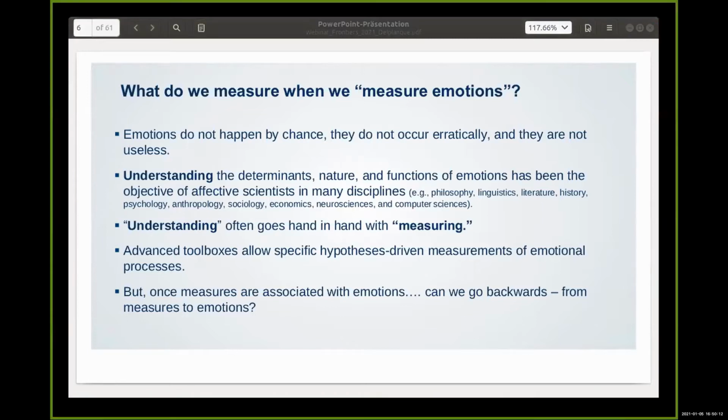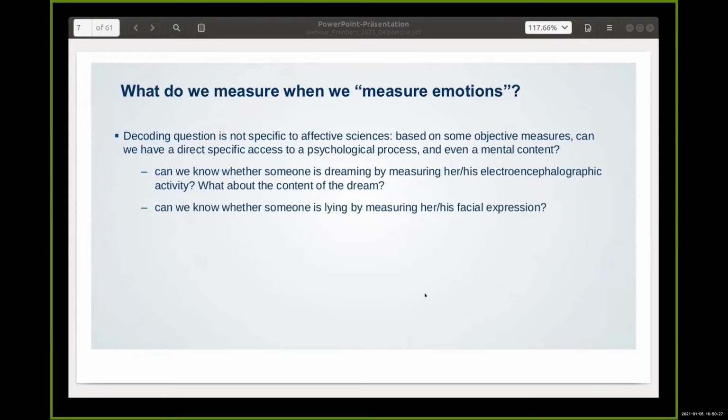The question is, based on some measures, can we automatically detect specific ongoing emotions, even without asking the person what she or he feels, for instance? So this is called the decoding question. And this decoding question is not specific to emotion. For instance, can we know whether someone is dreaming by measuring his or her electroencephalographic activity? And what about the content of the dream? Can we know whether someone is lying by measuring his or her facial expression, for instance?